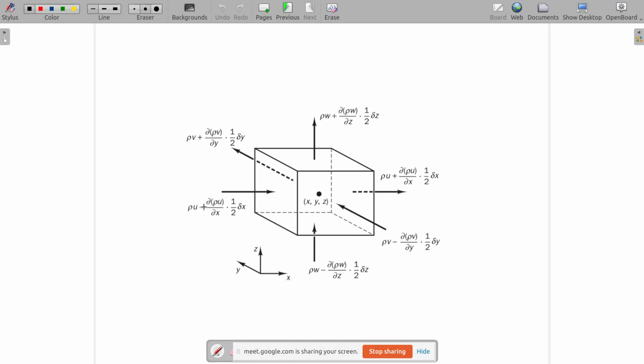Rho u is velocity, right? Velocity is displacement divided by time. So consider the volume with length, width and thickness delta x, delta y and delta z. The total rate of flow divided by the corresponding area will give this equation, the rate of mass flow into the element.